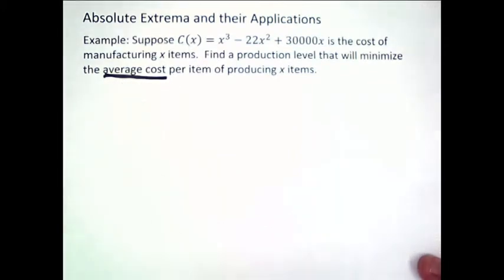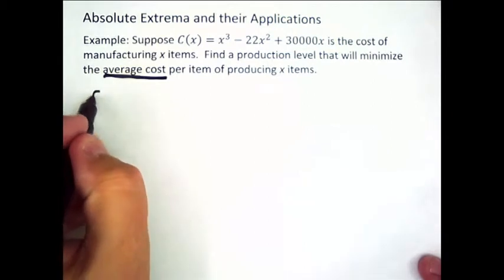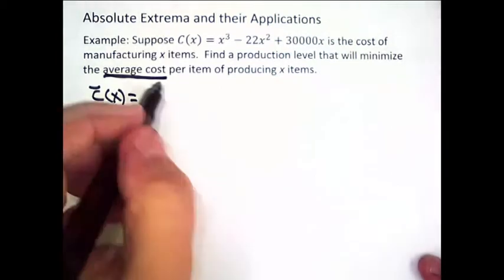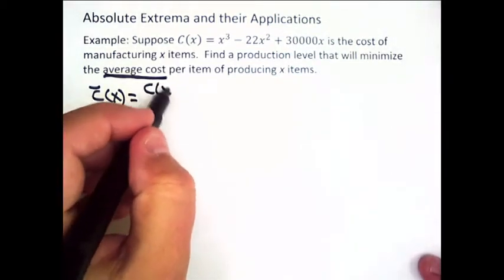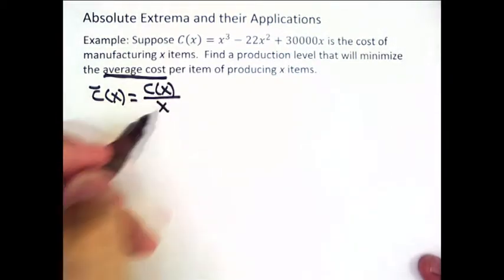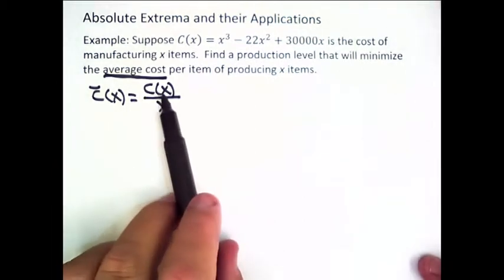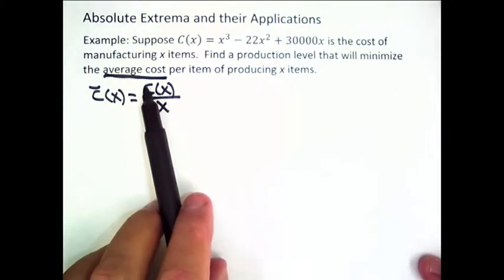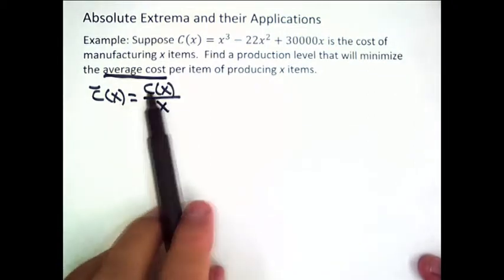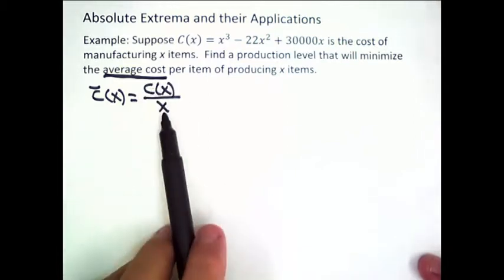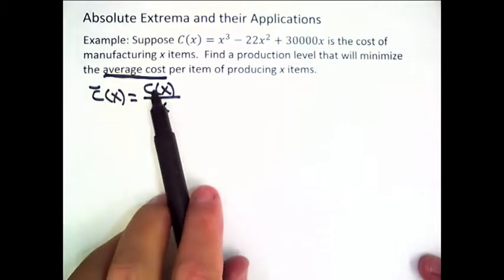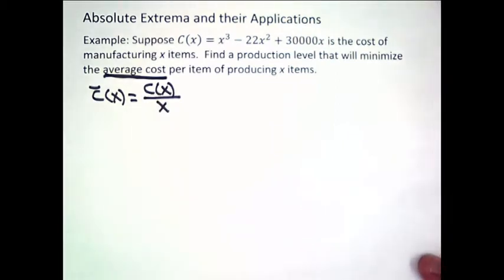So the question is, what is average cost? We use C bar of x to stand for average cost, and the average cost is the total cost divided by x. In other words, the total cost of producing x units divided by the number of units. And it's just like averaging anything else. If you had a bunch of test grades and you wanted to find your average, you'd total them and then divide by how many tests there were. So same idea, the average cost is the total cost divided by how many units.